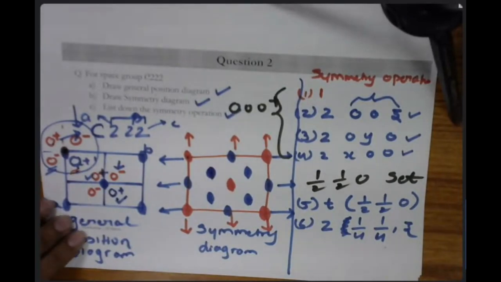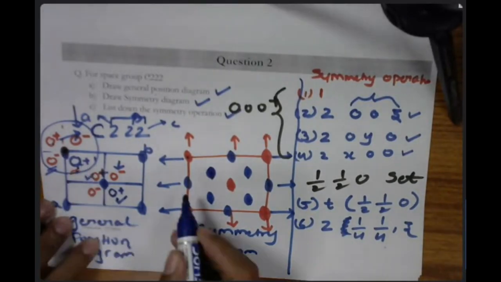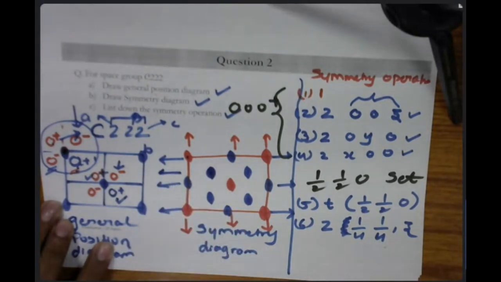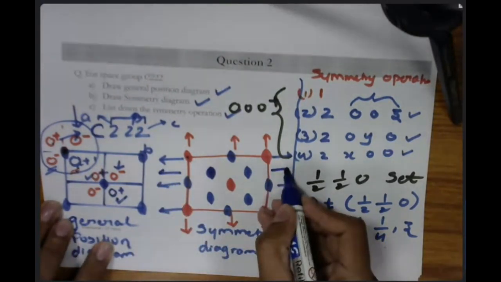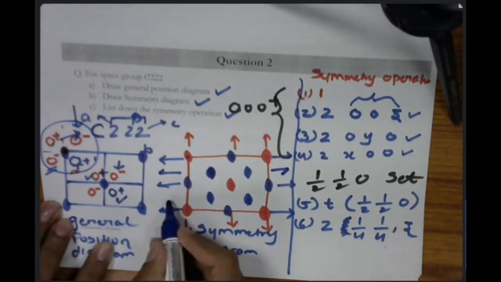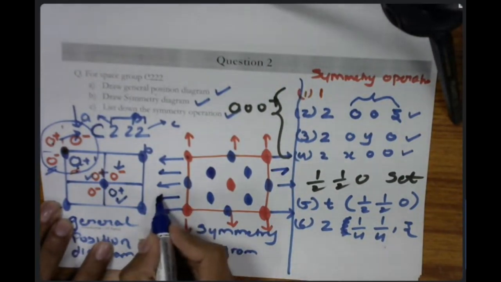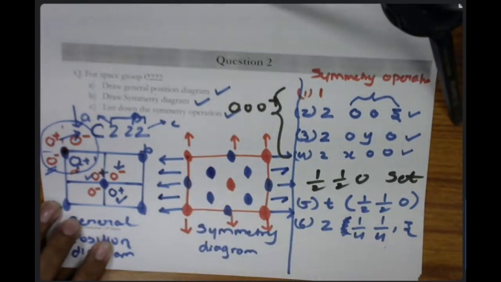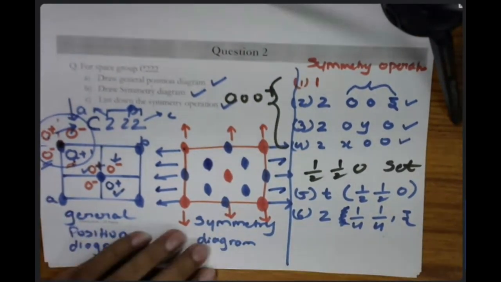In our general position diagram, here it will be a screw axis. The screw will be rotated by the half arrow. Here also we can say it will be rotated by the half arrow. Similarly, here also there will be a screw, and so on and so forth. One can get this.